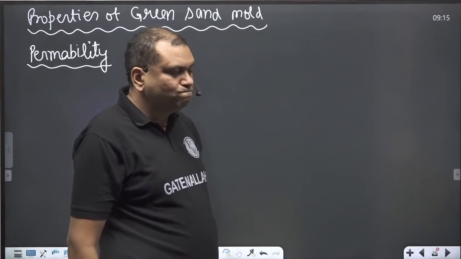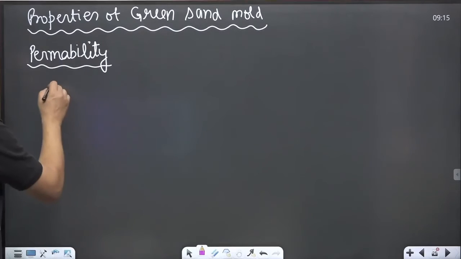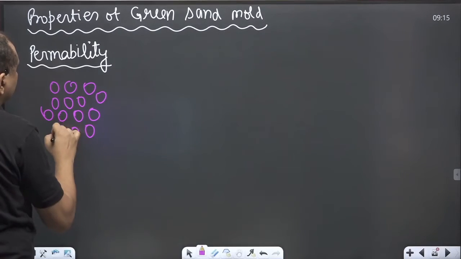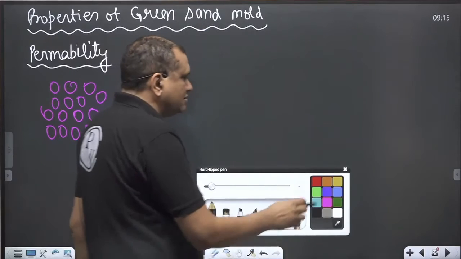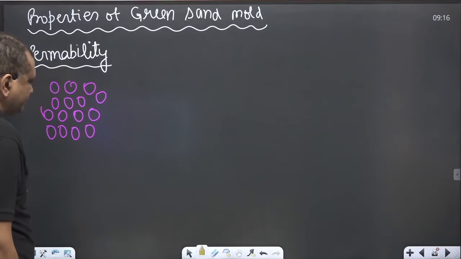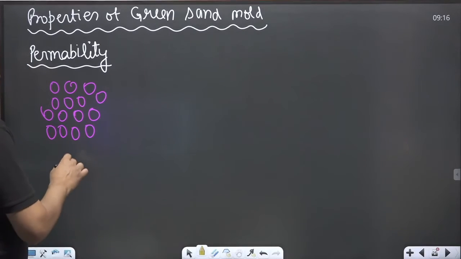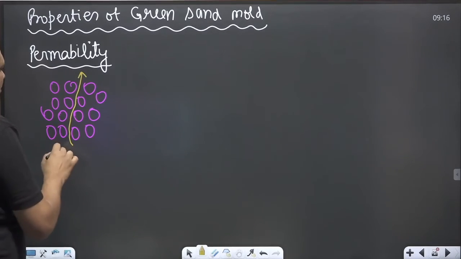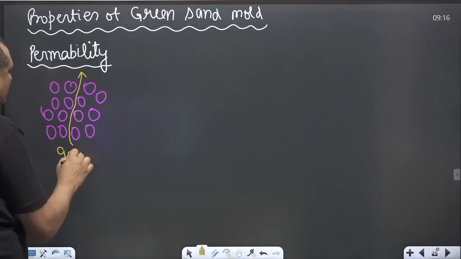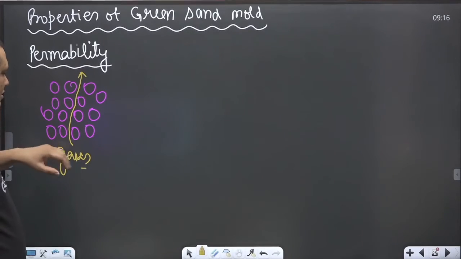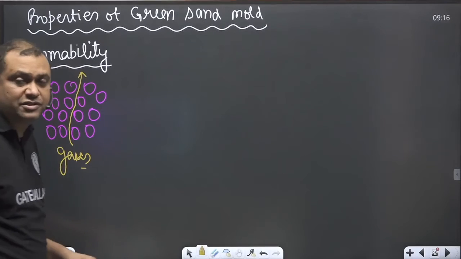You know what is the permeability? Suppose there are sand particles and there are voids in the sand particle. Through these voids, gases go out to the atmosphere. The ability of the sand mold to allow the gases to go out through these sand voids is called permeability.